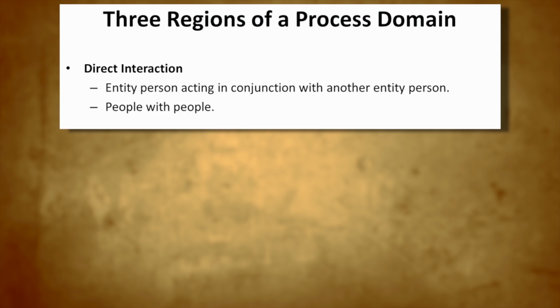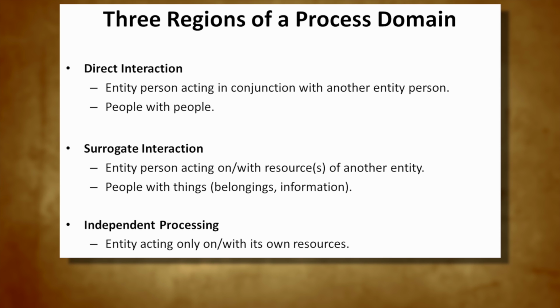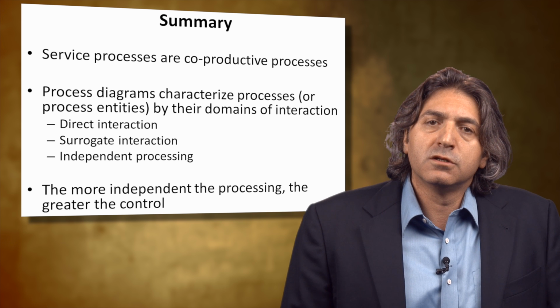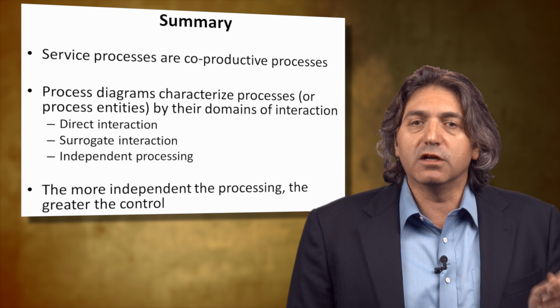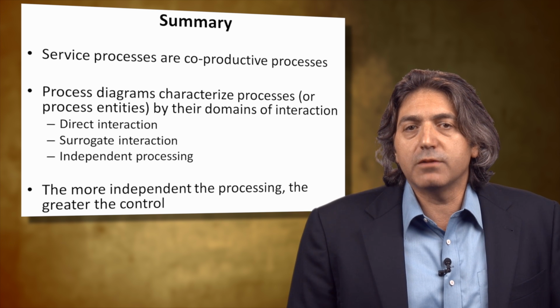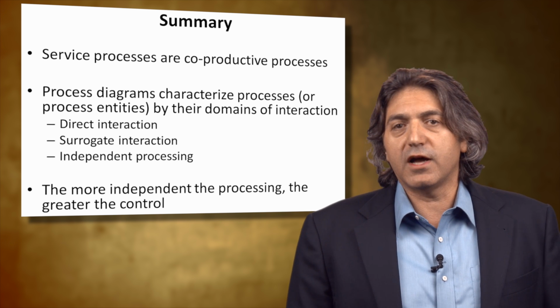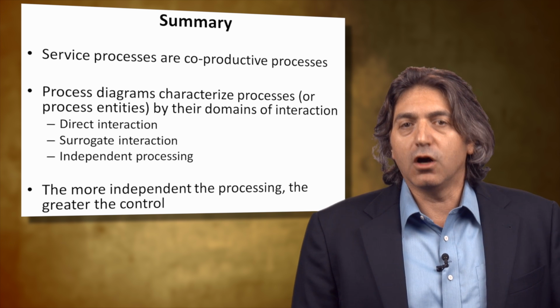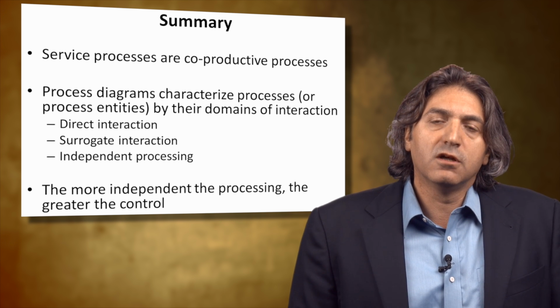Now, the three regions of the process domain diagram are direct interaction, where the focal process entity has to work with others, surrogate interaction, where the focal entity uses resources or information gathered from others, and independent processing, where the entity takes action with its own resources. To summarize, service processes are co-productive processes, processes that involve joint action between different entities. We've learned how process diagrams can help us unpack who does what by focusing on where direct interaction occurs, where surrogate interaction occurs, and where independent processing occurs across the process steps a specific entity is involved with. The more independent the processing, the more control you have.